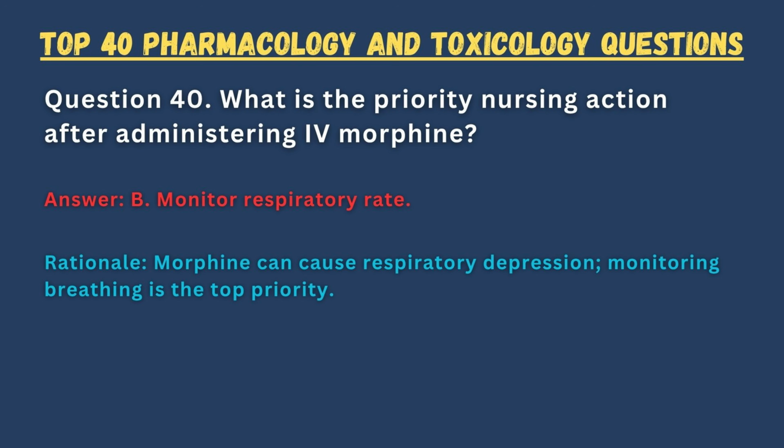Answer: B. Monitor respiratory rate. Rationale: morphine can cause respiratory depression. Monitoring breathing is the top priority.